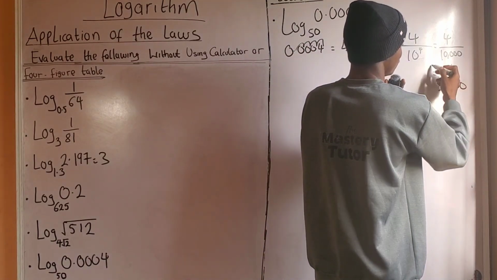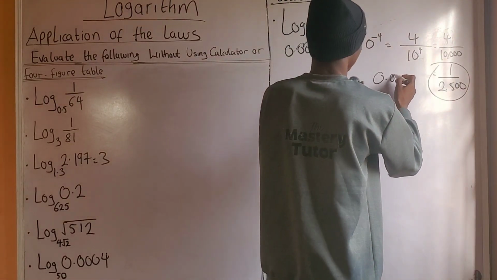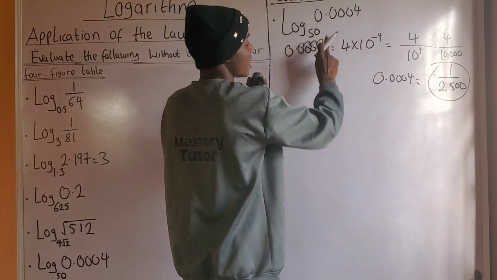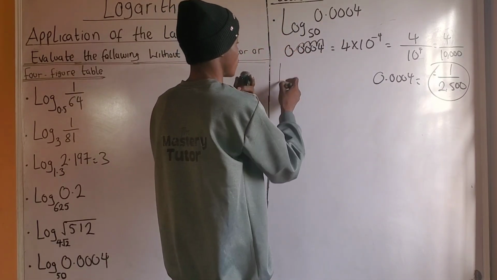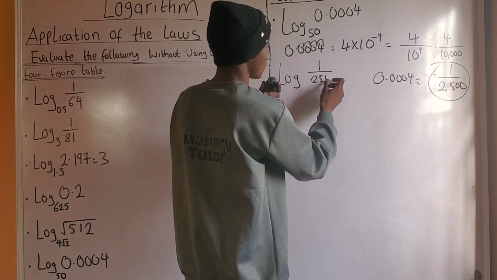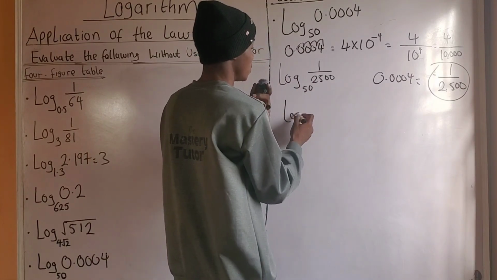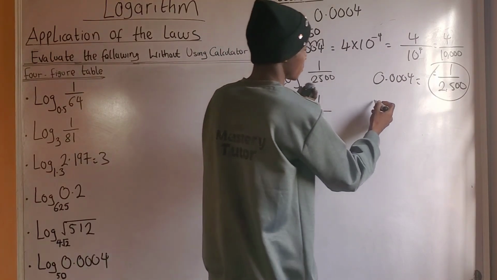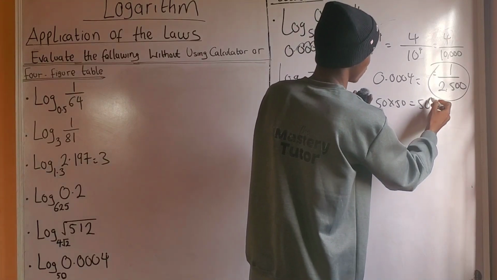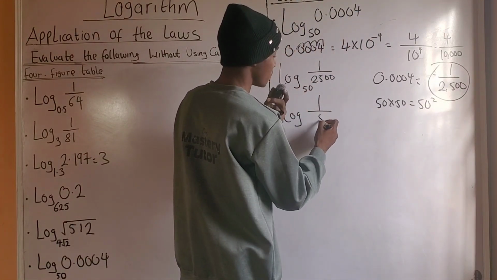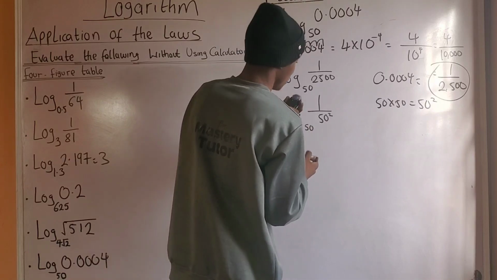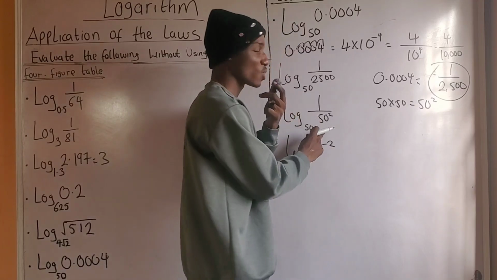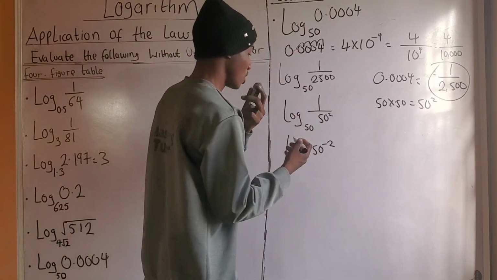Do you understand? So therefore, 0.0004 equals 1 over 2,500. Now, I'm going to replace this with 1 over 2,500. So I'm going to have logarithm of 1 over 2,500 base 50, right? So this will give me logarithm of, now, 2,500 can be written as 50 times 50, right? So I'm going to have 50 times 50 equals 50 squared. Do you understand? So I'm going to have log of 1 over 50 squared base 50, which is log of 50 raised to the power of negative 2, because 1 over 50 squared can be written as 50 raised to the power of negative 2, and the base is what?